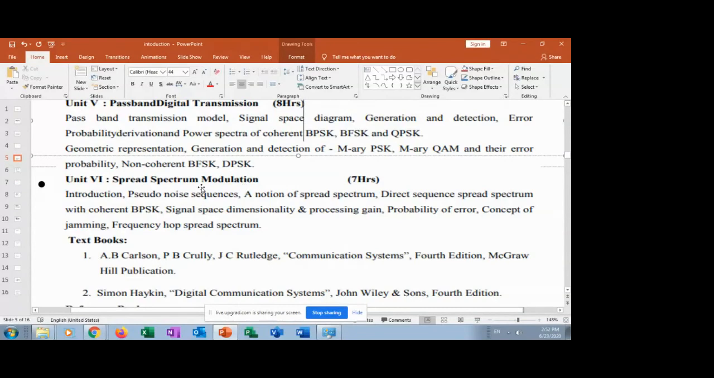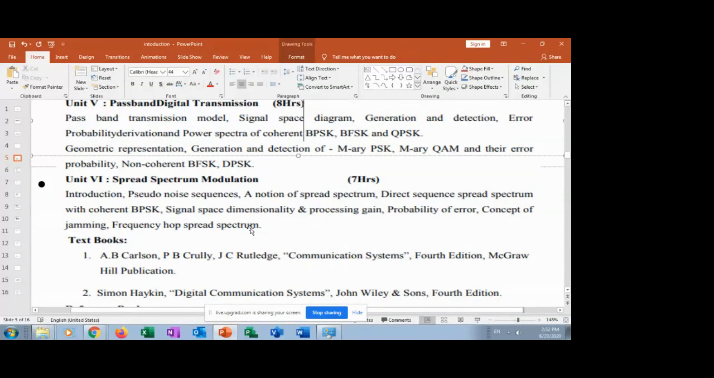In that case, we have to study two methods: direct sequence spread spectrum and frequency hopping spread spectrum techniques. Here you can see direct sequence spread spectrum and frequency hop spread spectrum techniques. When we have to provide some security to our information signal, we have to use these spread spectrum techniques.